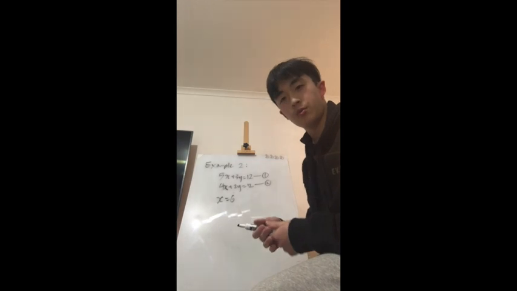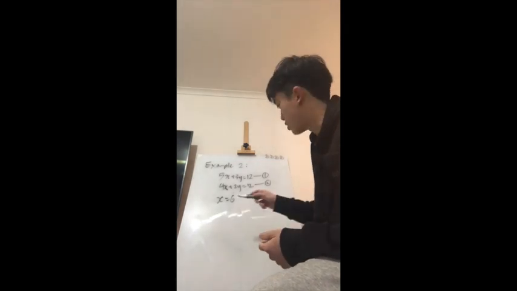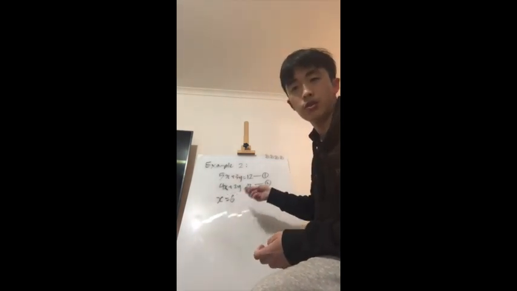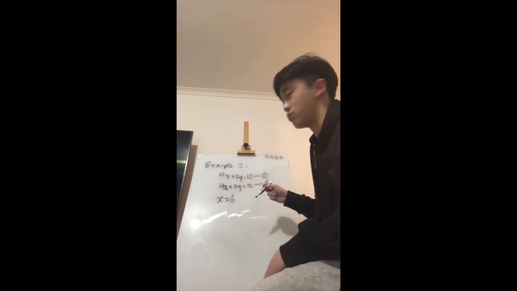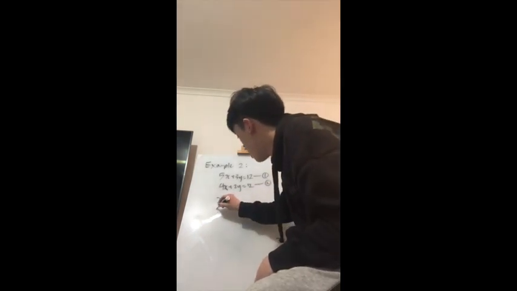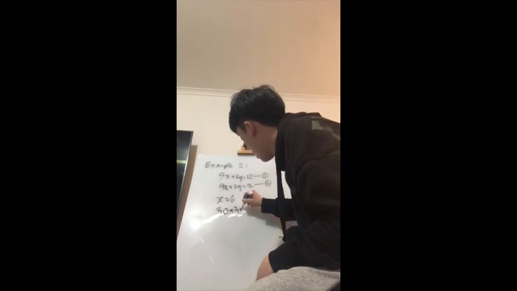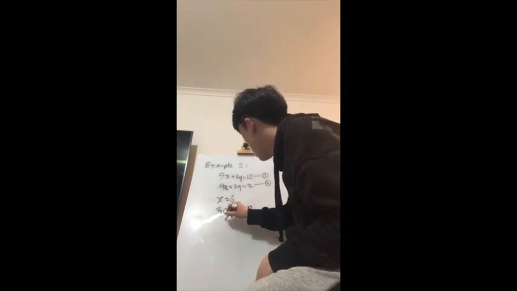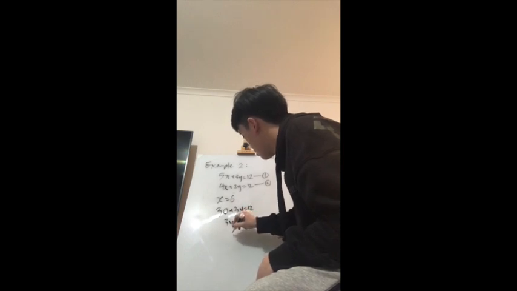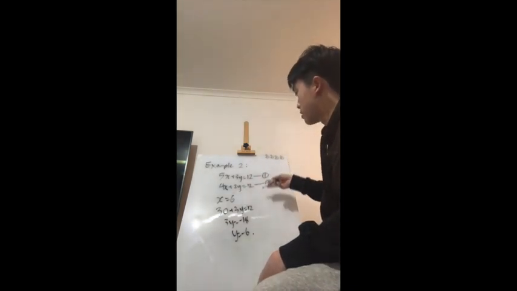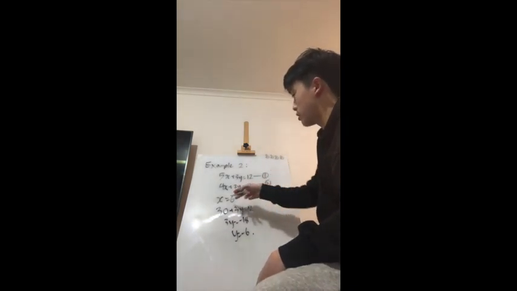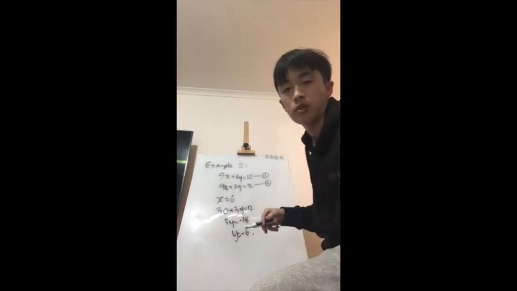Now, just like with example 1, we will substitute x equals 6 into either equation 1 or equation 2, but I'll just substitute into equation 1. This becomes 30 plus 3y equals 12, 3y equals minus 18, y equals negative 6. Thus, the solution to this system of simultaneous equations is x equals 6 and y equals negative 6.